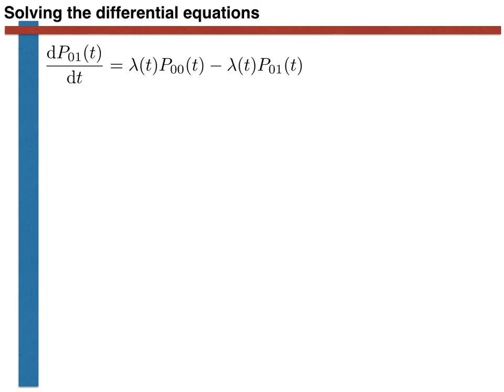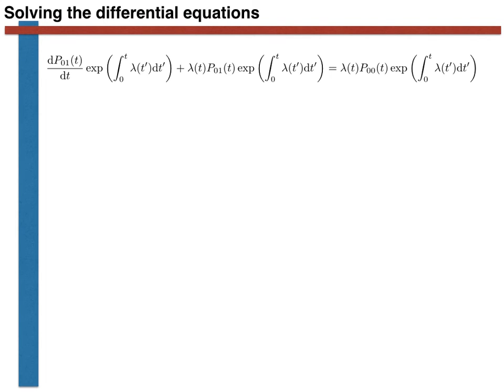Let's now try to solve the differential equation for p01 of t shown here. Similarly to what we did for the regular Poisson process, the first step here is to rearrange the expression and put all terms in p01 of t onto the left-hand side. We then exploit the method of integrating factors, as shown, and multiply all the terms by an integrating factor that is equal to the exponential of the integral between 0 and t of lambda t prime dt prime.